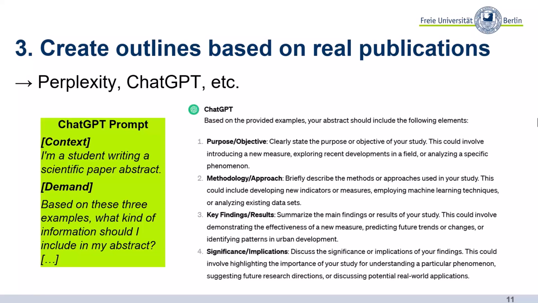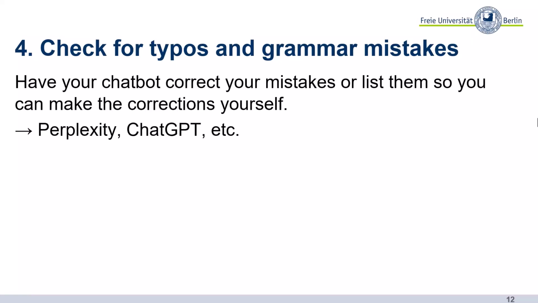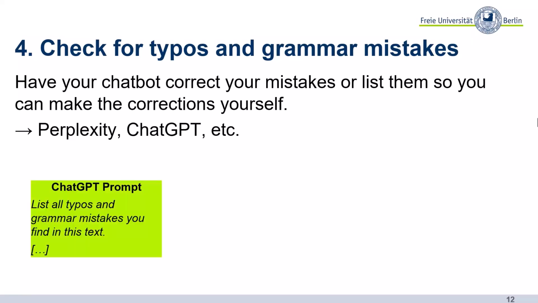This is a pretty good answer, and using AI to create outlines or list the important elements for each and every part of the text you're writing makes it less likely that you're going to miss an important element in your text. AI also works really well when it comes to checking for typos and grammar mistakes in your texts. So you can either have your chatbot correct your mistakes directly, or, and this would be my recommendation, list your mistakes so you can make the corrections yourself. Here's a prompt you could use.